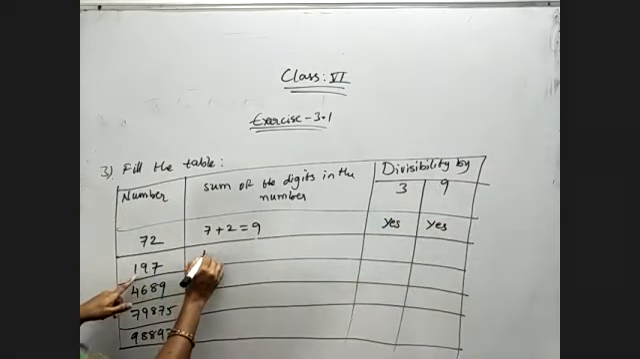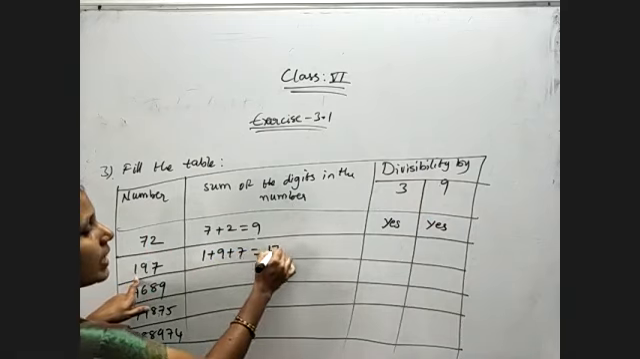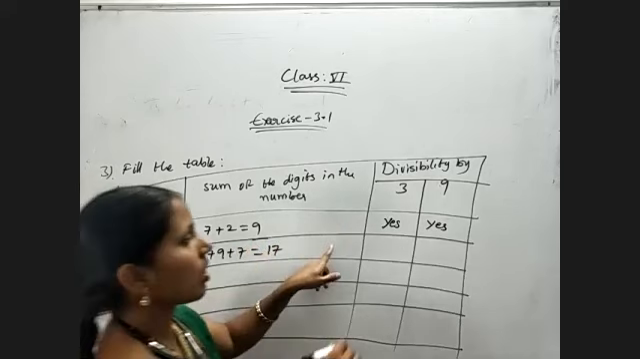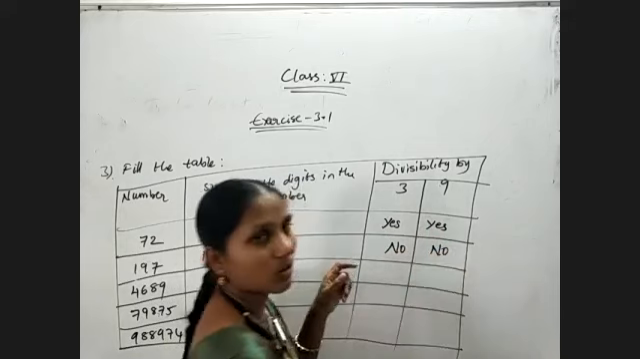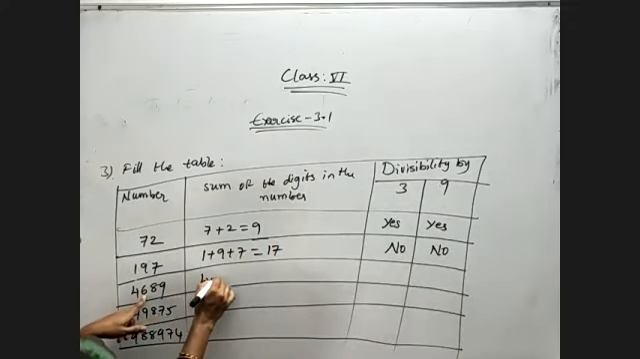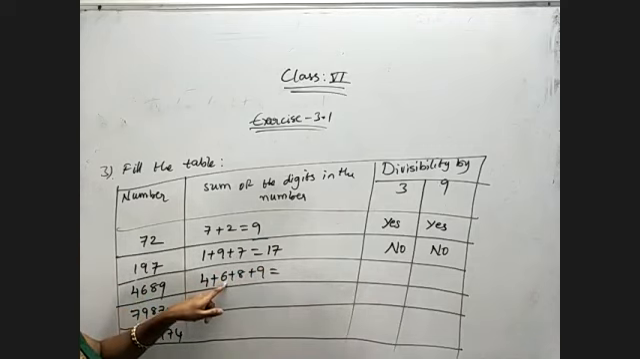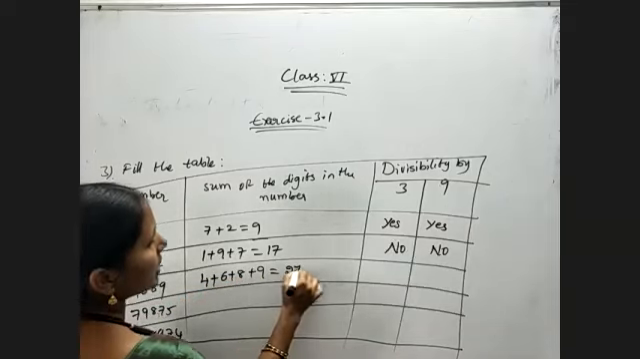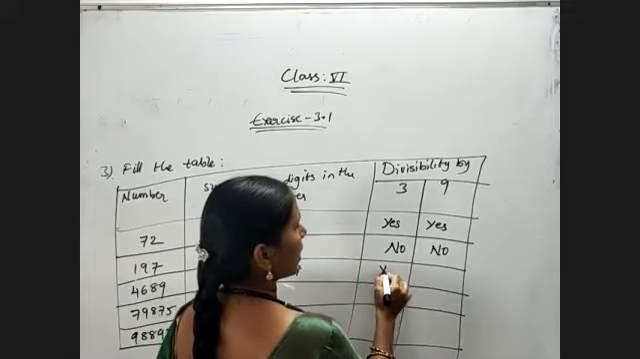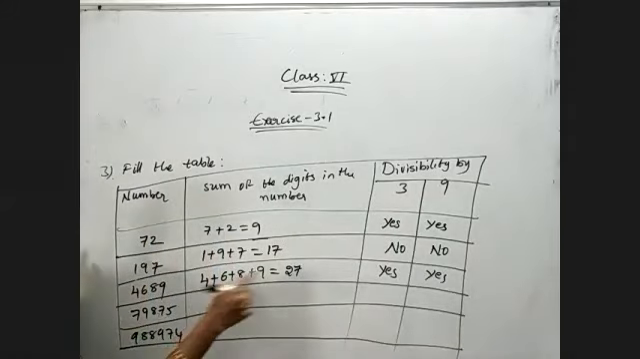Now coming to this number, sum of the digits 1 plus 9 plus 7. 1 plus 9 is 10, 10 plus 7 is 17. 17 is a prime number, so it is not divisible by 3 and not divisible by 9 also. Coming to the sum of these digits, 4 plus 6 plus 8 plus 9. 4 plus 6 is 10, 10 plus 8 is 18, 18 plus 9 is 27. So 27 we will get in the 3 table as well as the 9 table. Means the number is divisible by both 3 and 9.